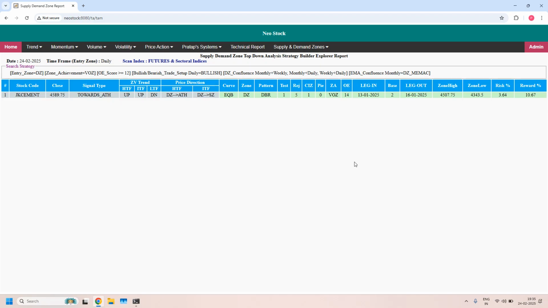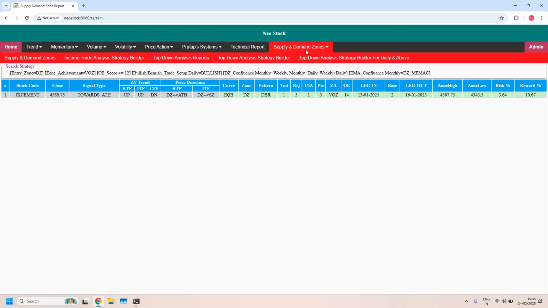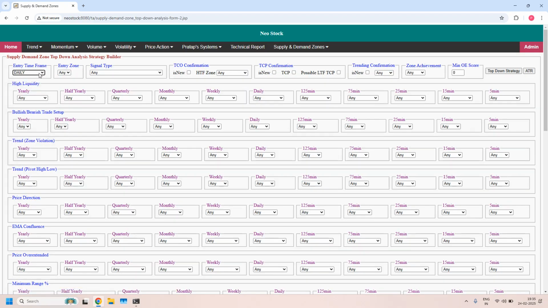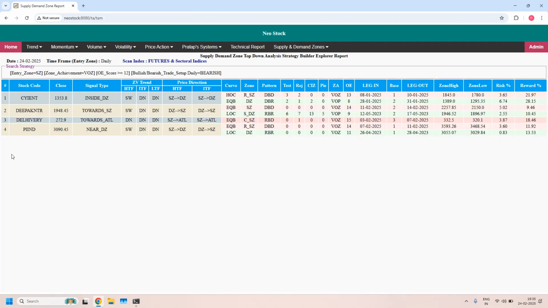So this is about bullish trade setup for monthly income trade. Next, bearish trade setup for monthly income trade. Entry time frame daily, entry zone, supply zone. In bullish or bearish trade setup at daily, I am selecting bearish. Zone achievement VOZ, minimum order enhances score 12. With these filters, we got 4 stocks.